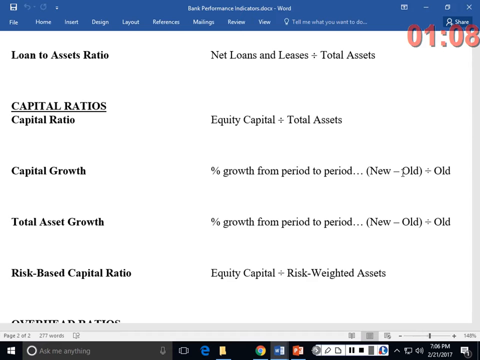Operating revenue. Okay, operating expense: interest expense plus non-interest expense. Operating expenses are going to be interest expense plus non-interest expense. That's all together, there should be parentheses around that. So it's going to be stockholders' equity, which is your capital, plus the allowance for loan and lease loss.